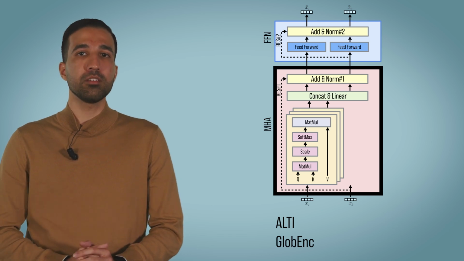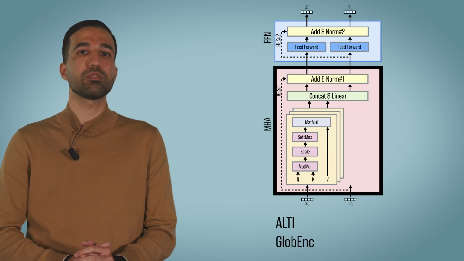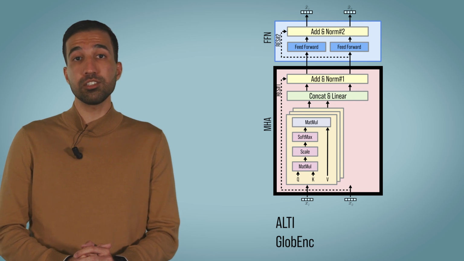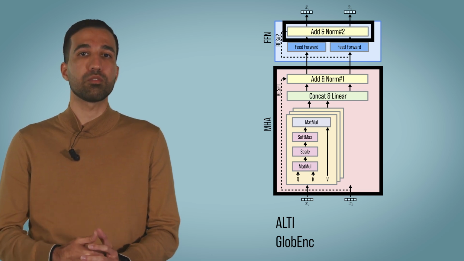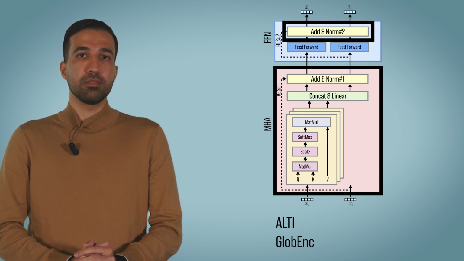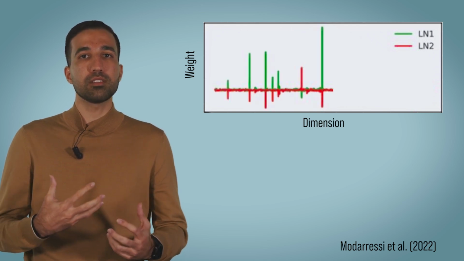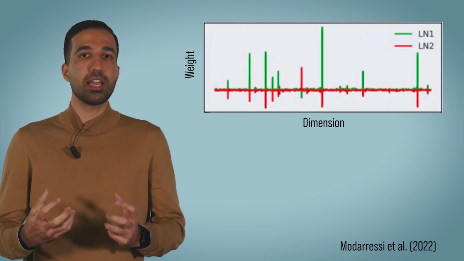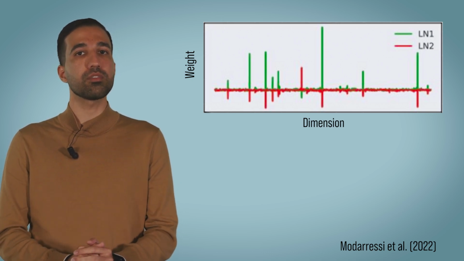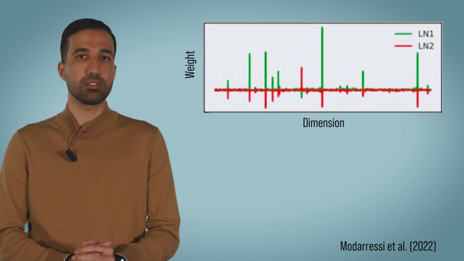ALTI and GlobEnc are two other variants of norm-based scores that aggregate scores over layers using the rollout method. GlobEnc additionally incorporates the effect of the layer normalization into the computation as well. Interestingly, this method can reveal that the weights of the first and the second layer normalization actually cancel out each other, which is another reminder for us why we need to consider the effect of all components when measuring context mixing.